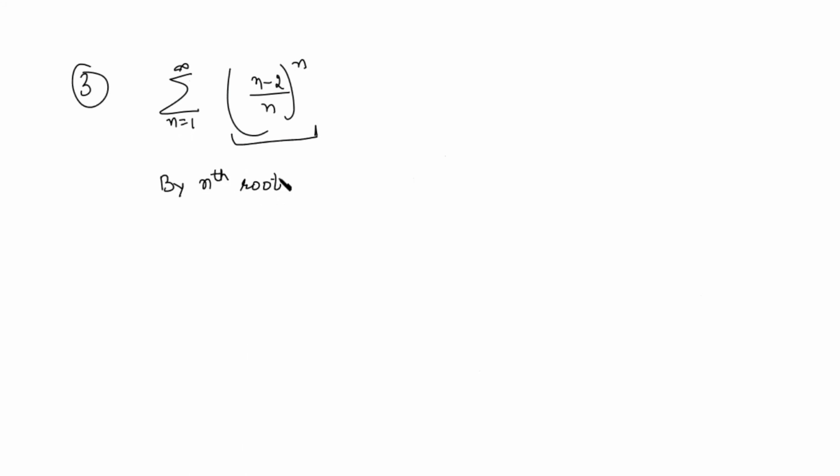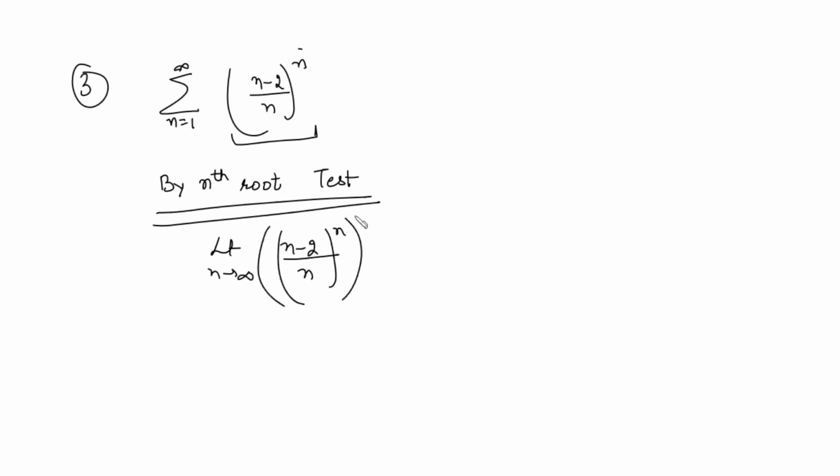let's suppose we have to check the behavior of the series n minus 2 by n to the power n, where n is varying from 1 to infinity. Okay, so this is our nth term. So we can apply the nth root test over here. Since this is in terms of powers of n, we can apply this test. Now when you find out the limit of n minus 2 by n to the power n, to the power 1 by n, you will have n minus 2 by n.